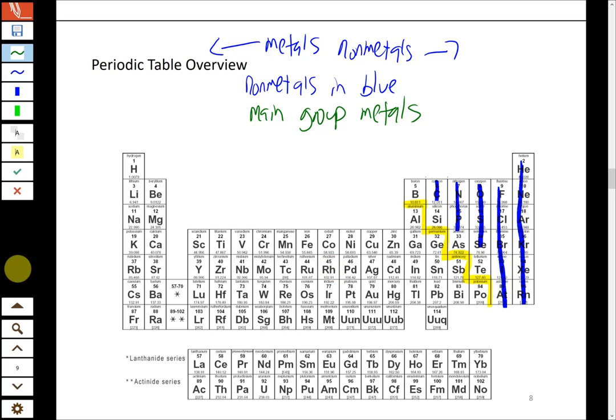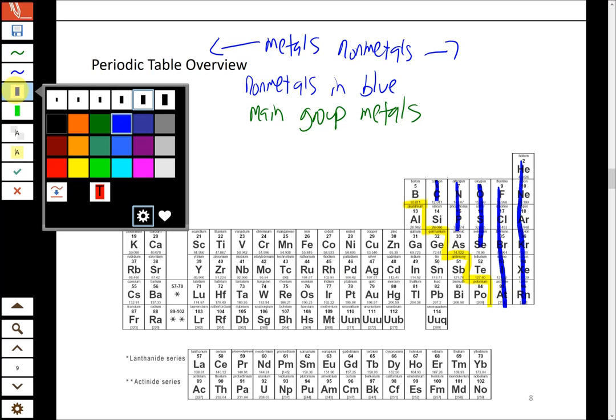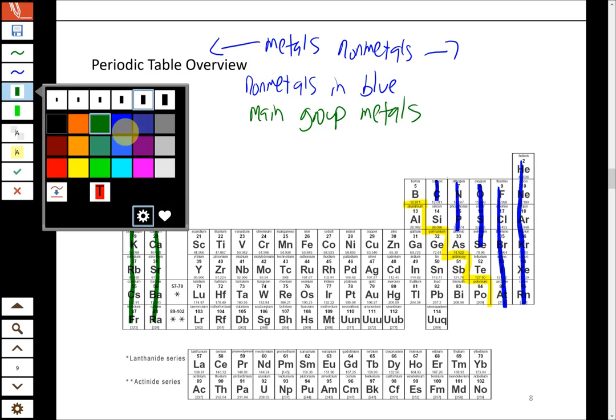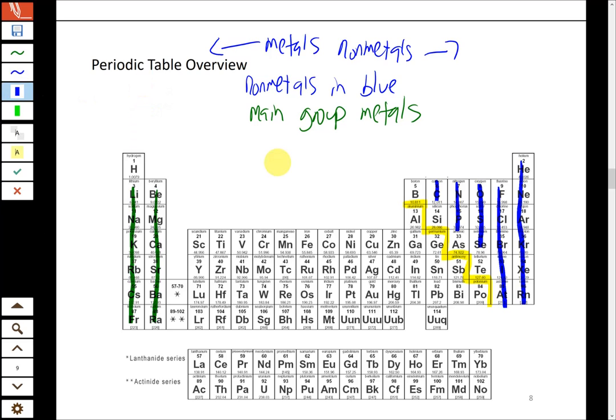So the main group metals, which I'll highlight in green now, are going to include this entire first row of the periodic table except for hydrogen. I forgot to put a blue highlight on hydrogen. Hydrogen, even though it's on the left side of the periodic table, is a nonmetal, so don't be confused by that. It's just the way the periodic table is arranged; it doesn't quite work for hydrogen. So hydrogen is not a metal, but it's the only nonmetal on the left side. But the rest of these two columns are called main group metals.